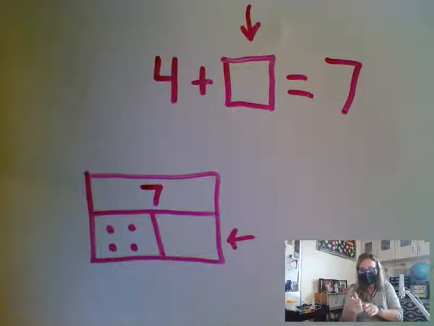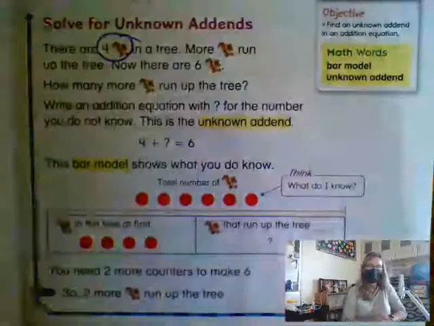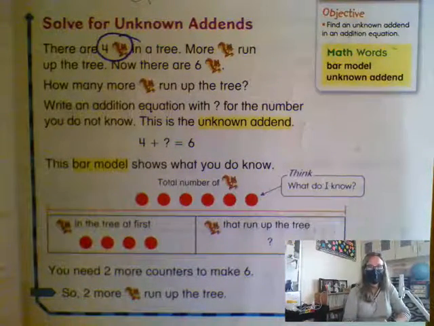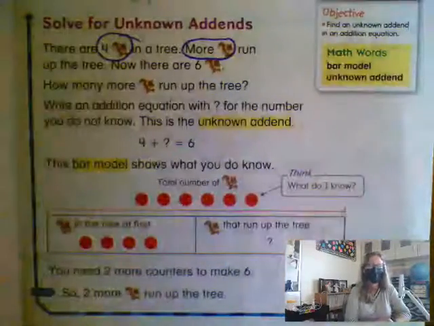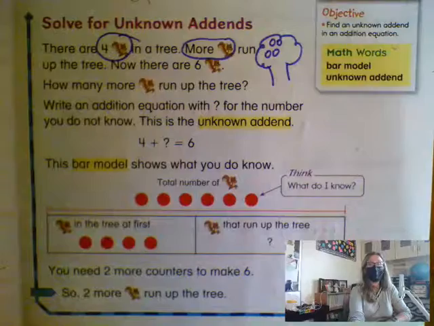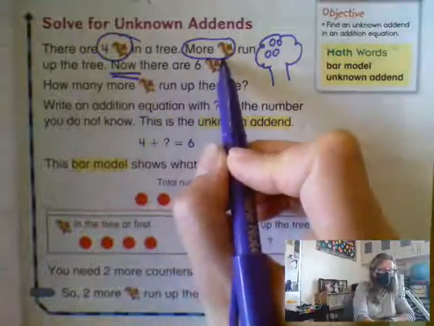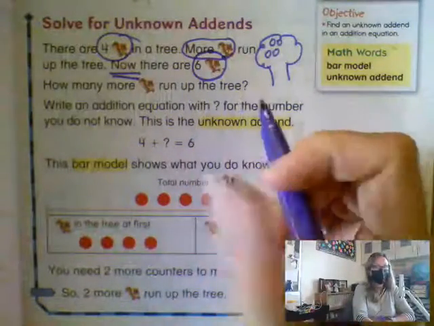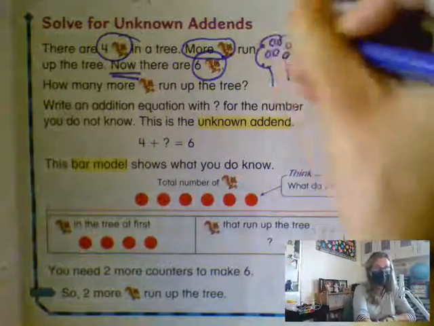All right, so if you look in your math books on page 69, it says here, there are 4 chipmunks in a tree. I want you all to circle 4 chipmunks. It says more chipmunks run in the tree. It doesn't tell us how many more, it just says more. So we know if this was our tree, we had 4, 1, 2, 3, 4. And now we have some more, but we don't know how many more. Then it says now there are 6. Okay, so now we know there are 6 altogether. So there's 1, 2, 3, 4, 5, 6 altogether.